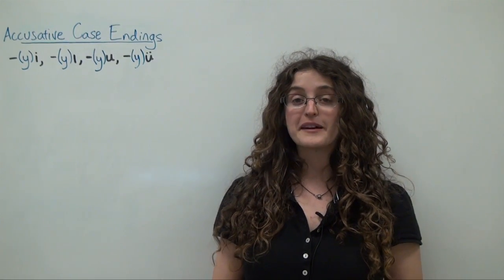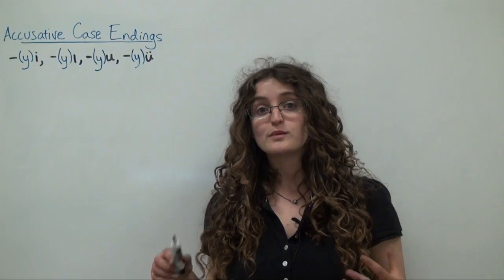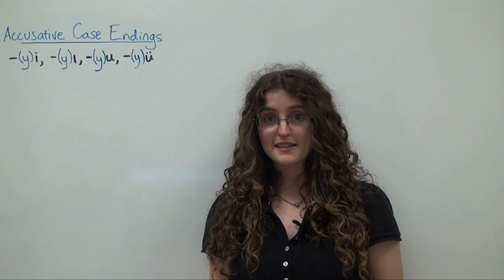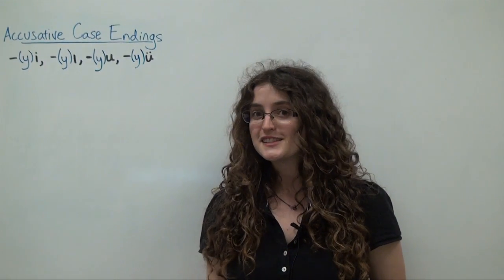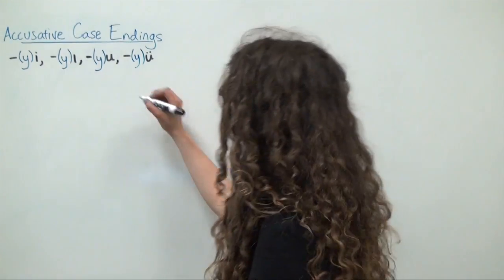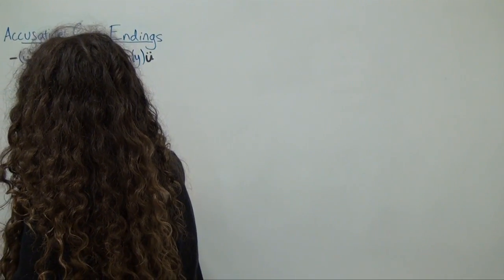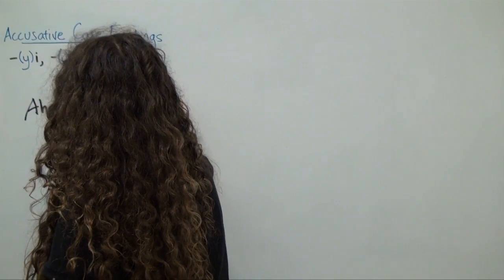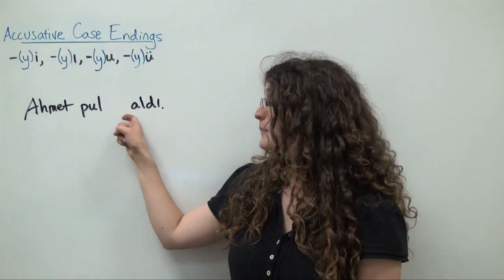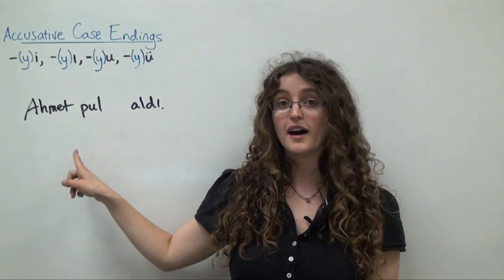Now we're going to talk about how to form the accusative case in Turkish. The accusative case is a set of endings which you add to the definite or specific direct object of a Turkish verb. Let's look at the sentence, Ahmet bought a stamp. Ahmet pul aldı. In this sentence, pul, stamp, is the direct object of the verb, aldı. What did Ahmet buy? Ahmet bought a stamp.